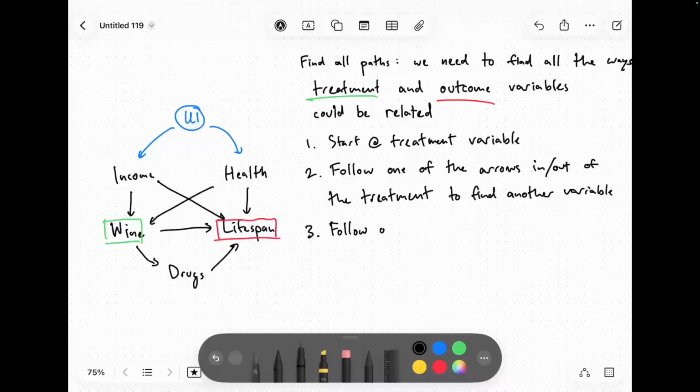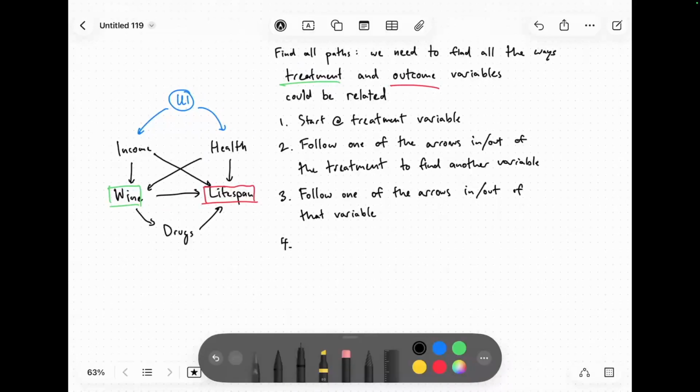Follow one of the arrows in or out of that variable, obviously not going back to the one that you started with. So 4. Repeat 3 until you find the outcome. And that would be a path.